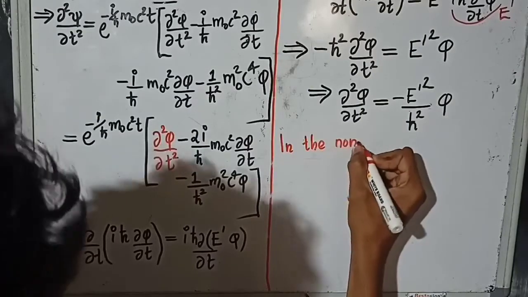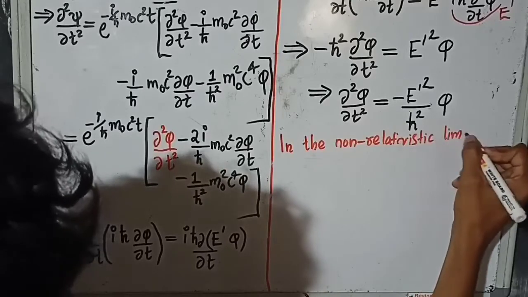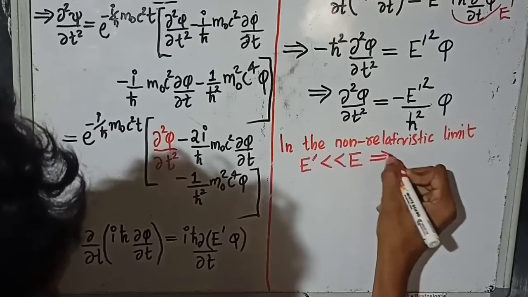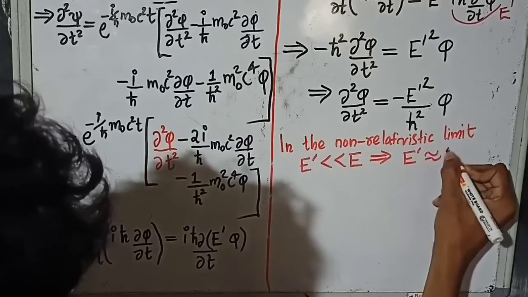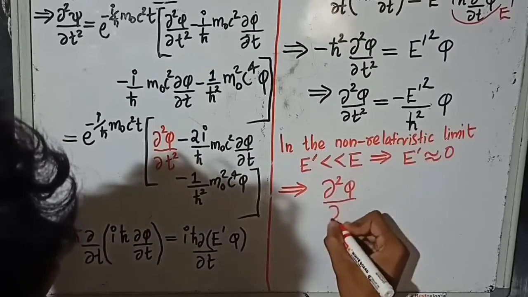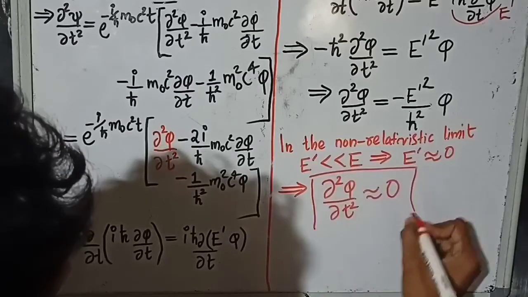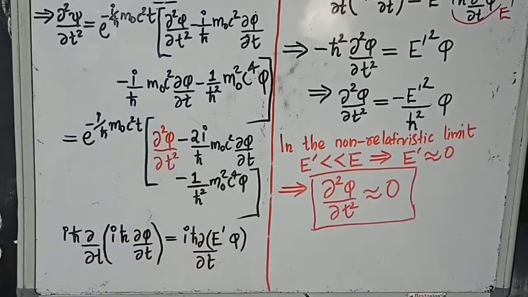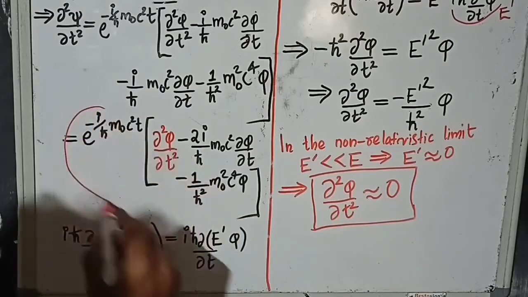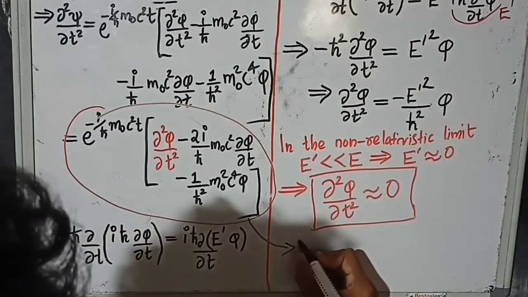We already learned about the non-relativistic limit, and we know that in the non-relativistic limit, the relativistic energy E dash is very small as compared to the total energy E. So this implies E dash is negligible, so ∂²φ/∂t² is also negligible. So we can take ∂²φ/∂t² equal to 0 in our expressions. So this makes the ∂²φ/∂t² in ∂²ψ/∂t² vanish.